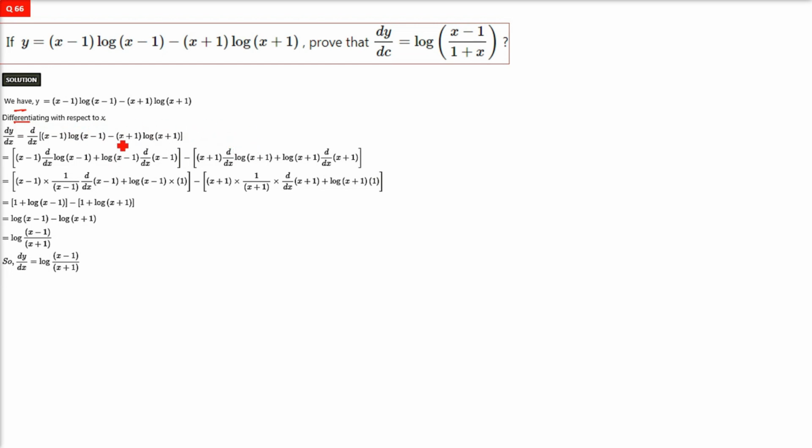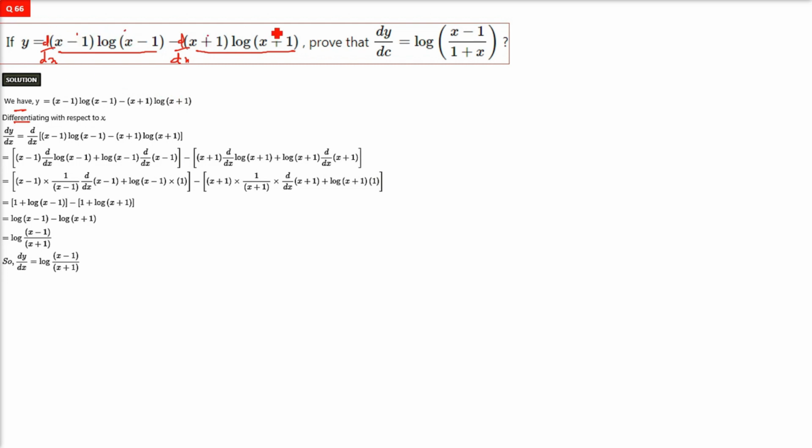We differentiate with respect to x. Wherever you apply the chain rule or the product rule or the quotient rule, you have to write everything there. Because the examiner knows everything. It is for you to know, and you have to tell the examiner that I know this thing, so you have to write and present it. You have to show it in ink, in written form. Okay, d by dx of x minus 1 log (x minus 1) minus (x plus 1) log (x plus 1). This again d by dx, and then we will just subtract these two.